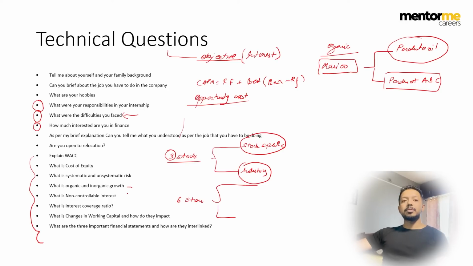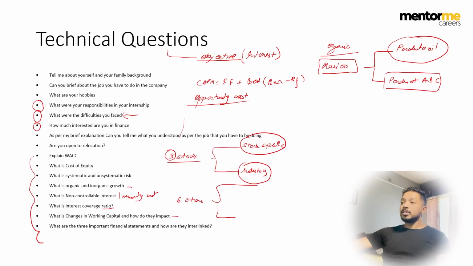Non-controllable interest, right? So this you will have to actually read in the financial statement analysis and understand what is non-controllable interest, and also try to understand at the same place what is minority interest, okay? Then there are questions related to ratios, right? So what are changes in working capital? This is to test your understanding of interlinkages between financial statements, right?